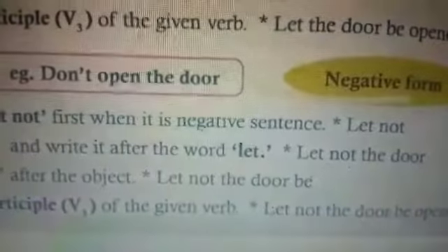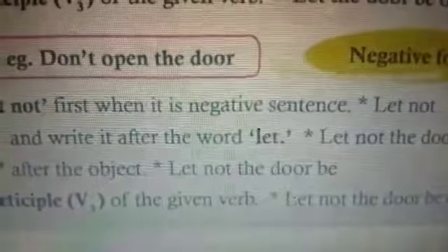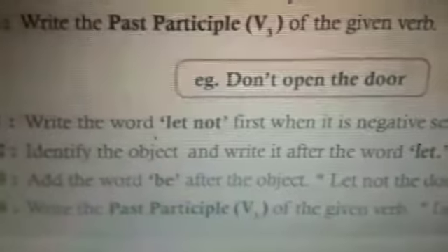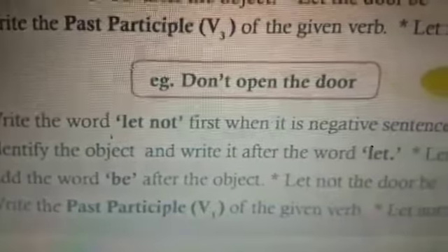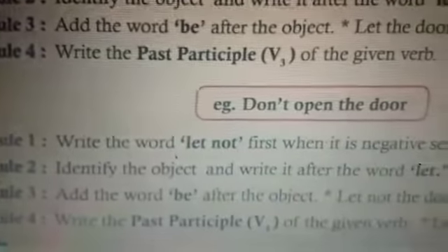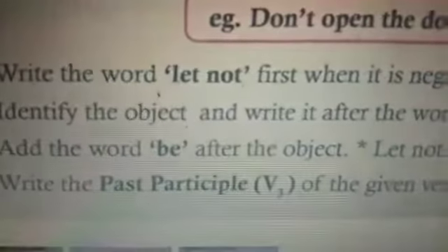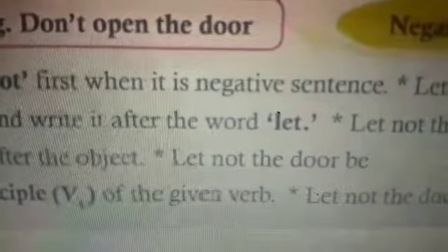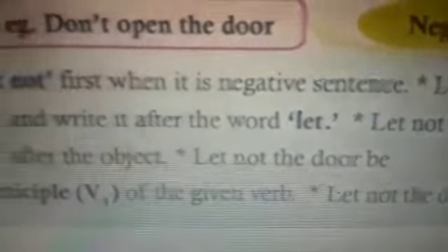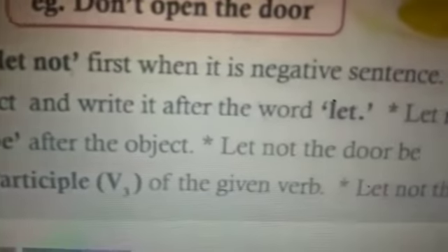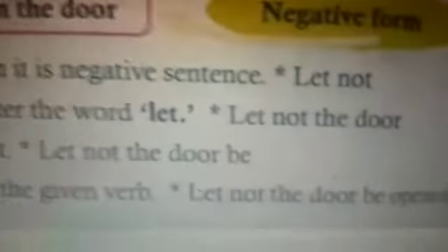Coming to the next, negative sentence. Negative sentence means sentences having no, not, nothing, never. Example, don't open the door. It is negative form. So rule 1 will be like this. Write the word let not first when it is negative sentence. Let not. Rule 2, identify the object and write it after the word let. So it will be let not the door. Rule 3, add the word be after the object as you have done for the positive sentence. Let not the door be. Now rule 4, for completion write the past participle, that is verb 3 of the given verb. Let not the door be opened.